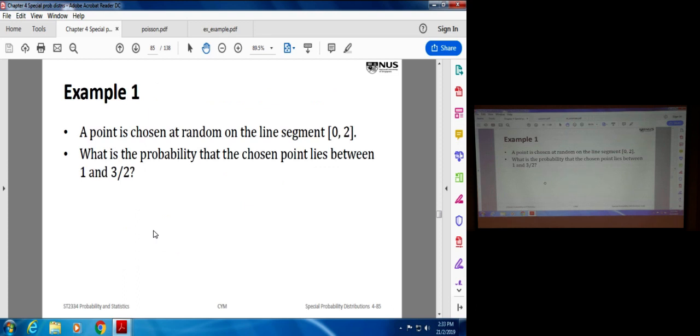So let's have a look at some simple examples. Example number 1. Suppose a point is chosen at random on the line segment 0, 2. What's the probability that the chosen point lies between 1 and 3 over 2? The interpretation is that if you introduce a random variable x, which is the position of the point chosen, it's uniformly distributed on 0, 2. And I want to compute the integral between 1 and 3 over 2 of the PDF.